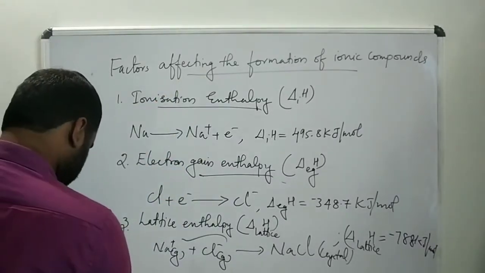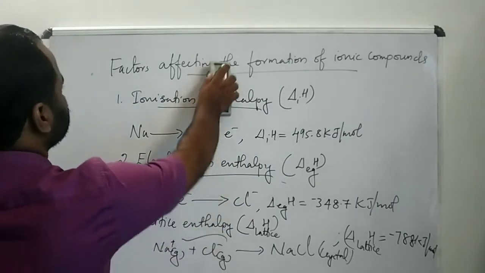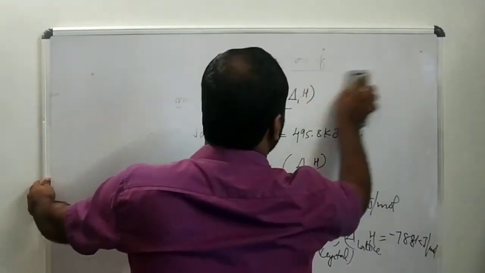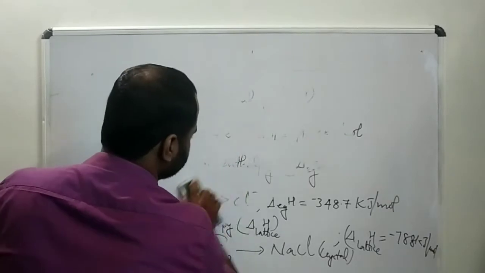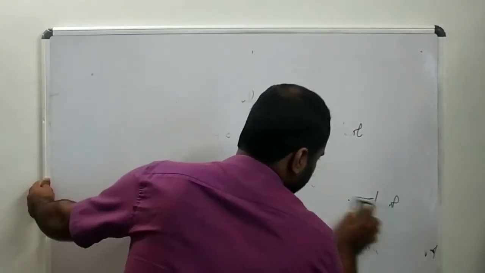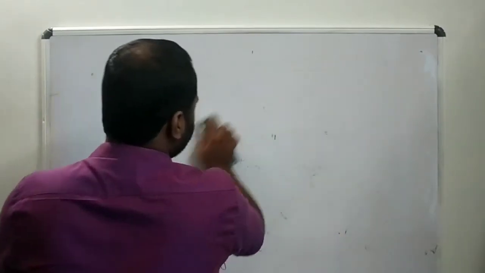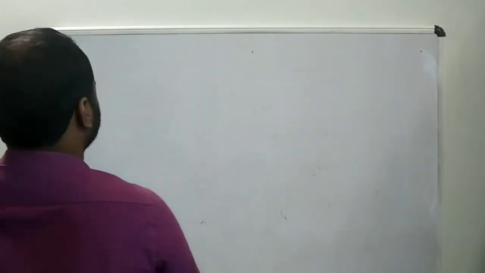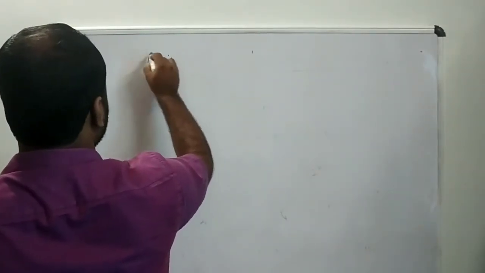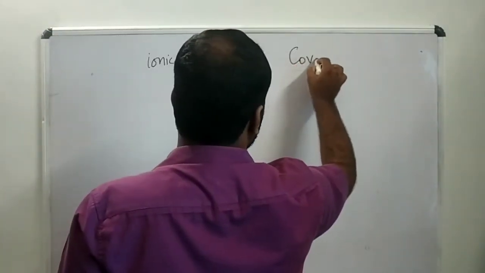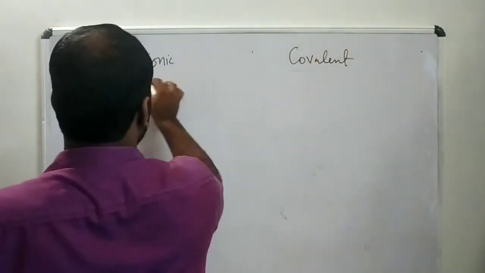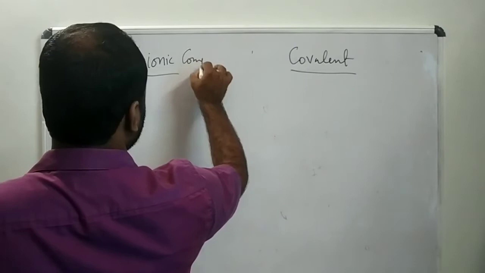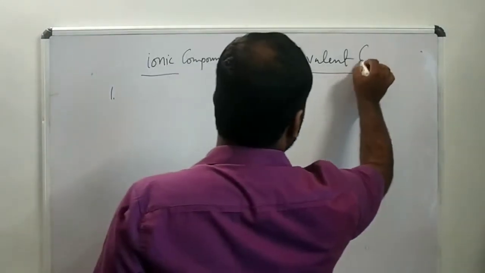Clear. So now we can see the differences between ionic compounds and covalent compounds. First one is ionic compound, second one is covalent compound.